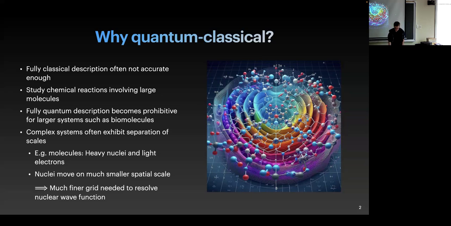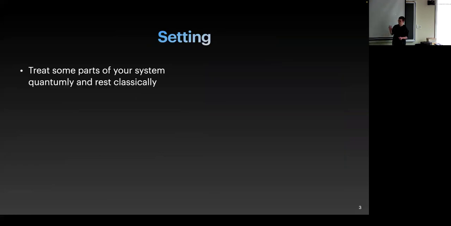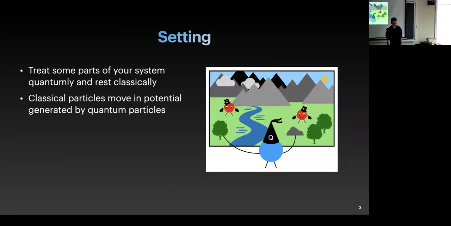And okay, so this then suggests that maybe it might make sense to treat some parts of the system classically and other parts quantumly. And so let me describe the setting then. As I said, we split our overall system into a classical part and a quantum part. And the general idea is to say, okay, first of all, I guess it's not super clear how you do the coupling of your classical degrees of freedom and your quantum degrees of freedom.